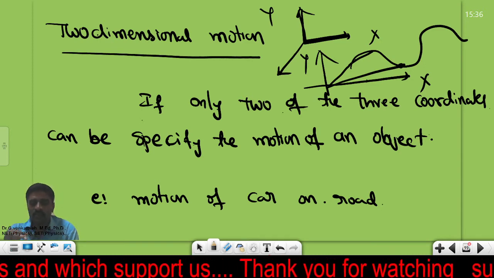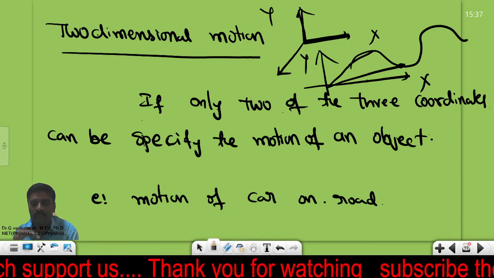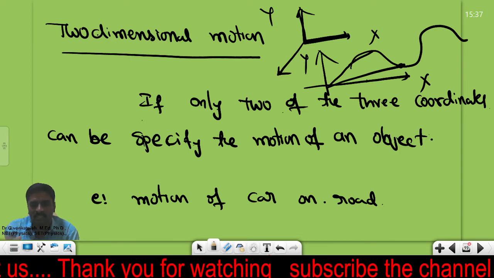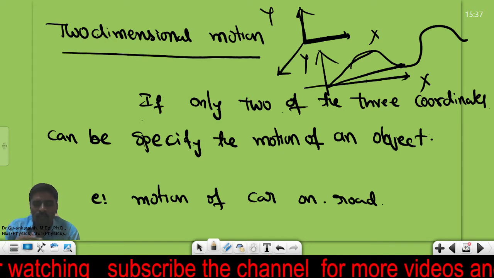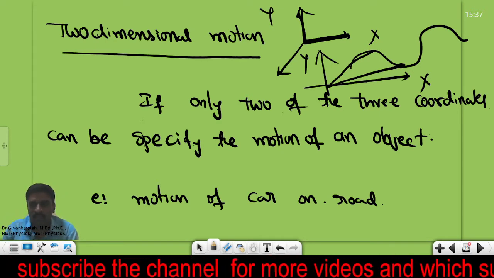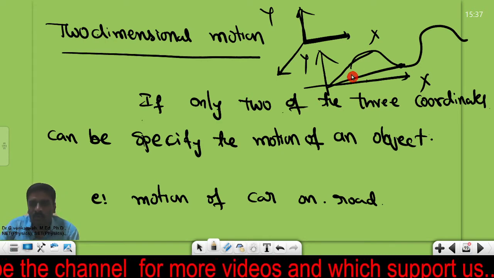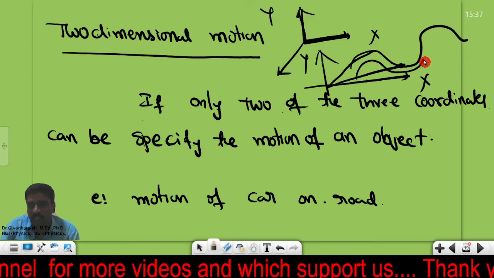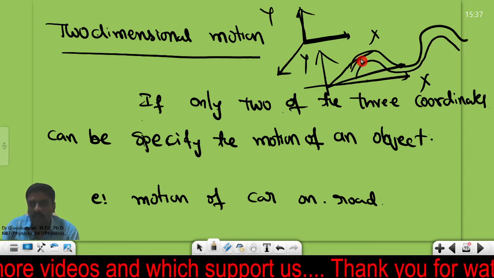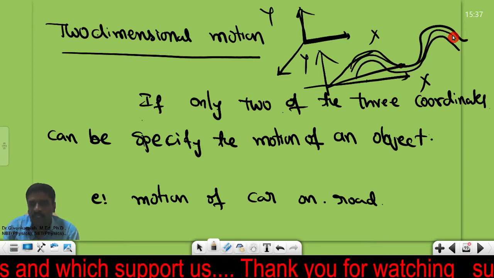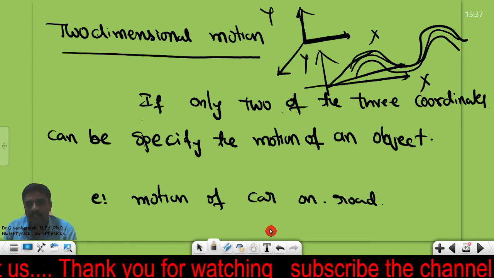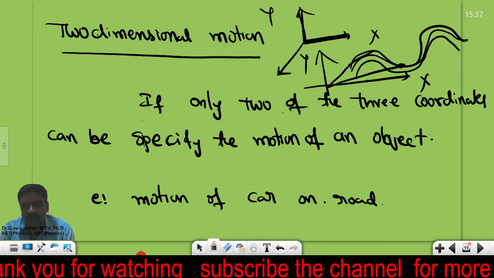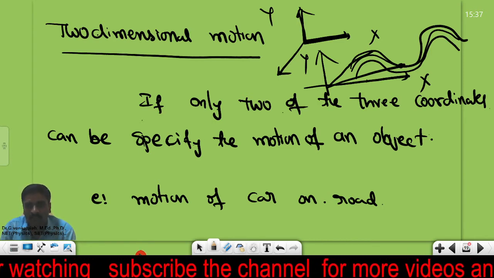That means we are assuming that the height of the earth's surface is at a constant level. It is the same height. It is not moving on a hill area; it is a road on the plain. So the car is moving on this road along a curved path, and the height is constant. That type of motion is called two-dimensional motion.